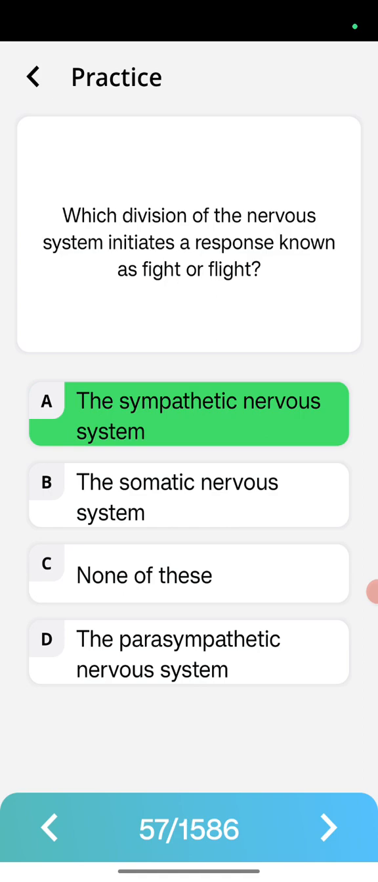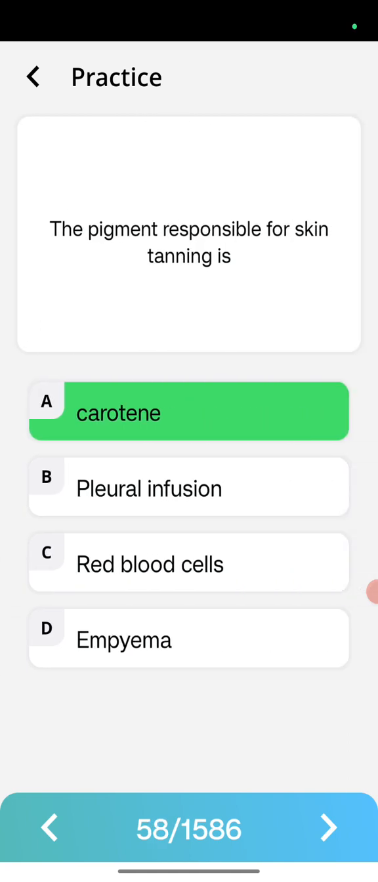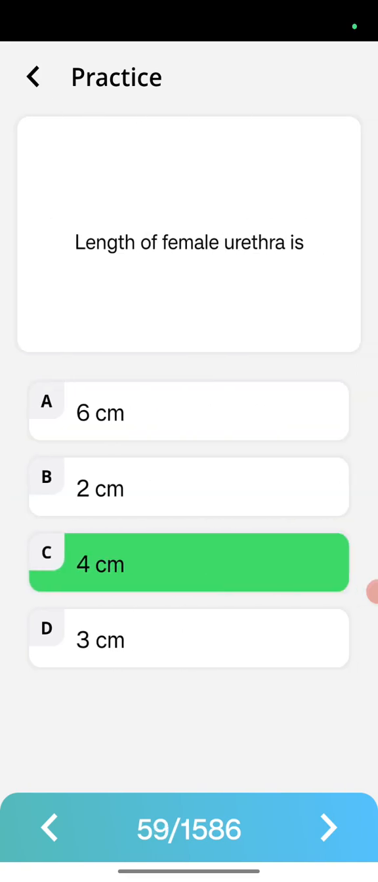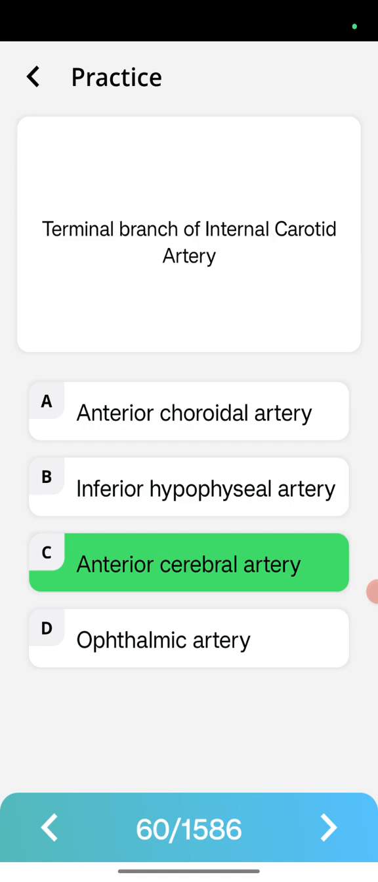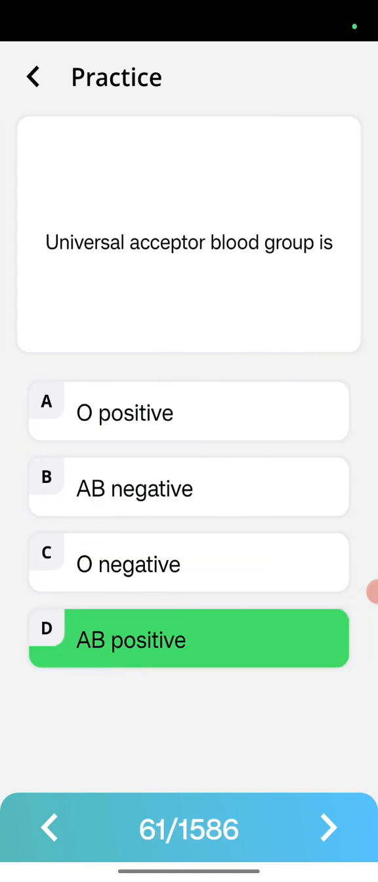Sympathetic nervous system. The pigment responsible for skin tanning is carotene. Length of female urethra is 4 cm. Terminal branch of internal carotid artery, anterior cerebral artery. Universal acceptor blood group is AB positive.